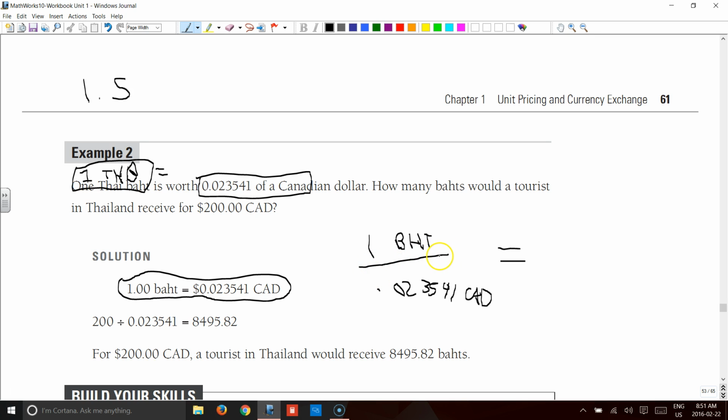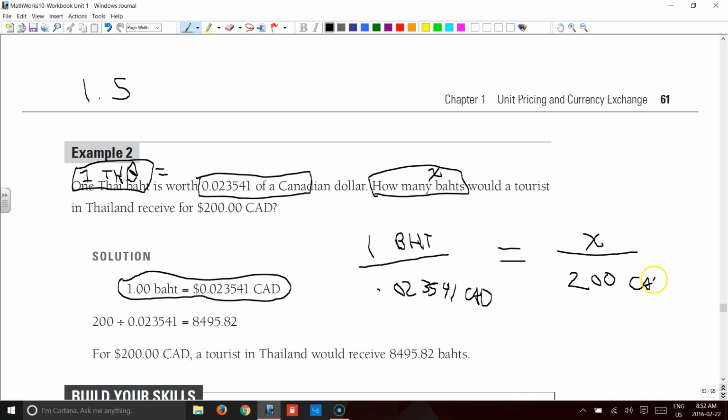Or written in a fraction, okay? Now on the opposite side, we're going to write what we're trying to find. This is what we have, and this is what we're trying to find. So if you look at the question, it's saying how many bahts. So bahts would be the one that has the x. How many bahts? We don't know. So in this equation, bahts are on top, so we'll put a certain number of bahts are unknown, and we know the Canadian amount of 200 bucks, and we would cross multiply and divide.